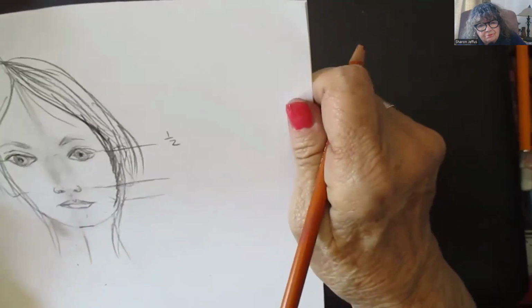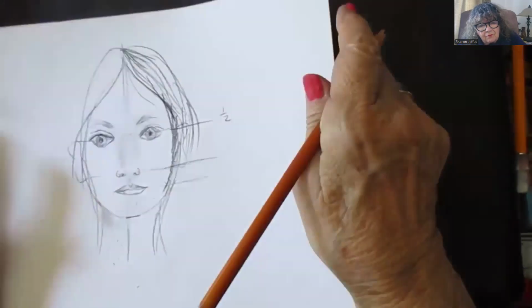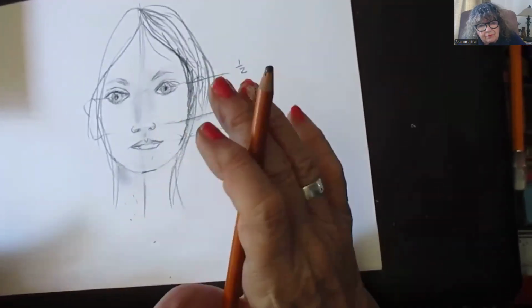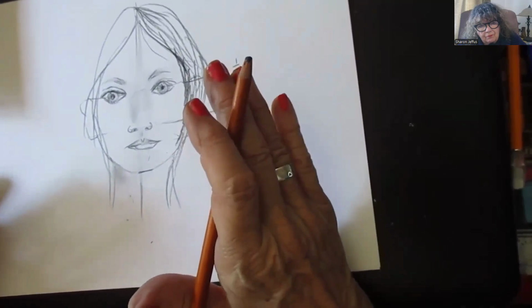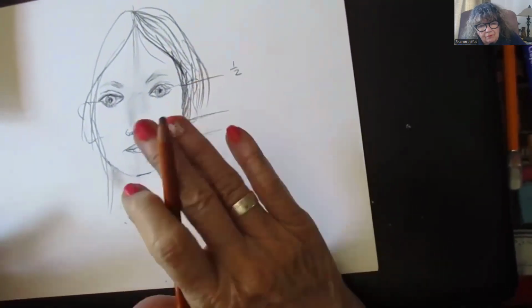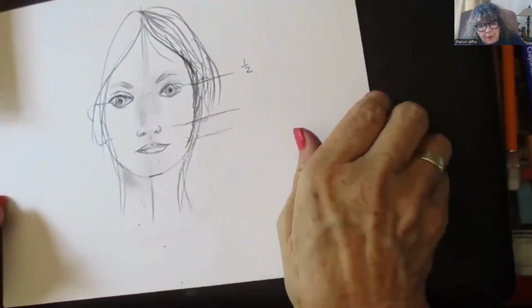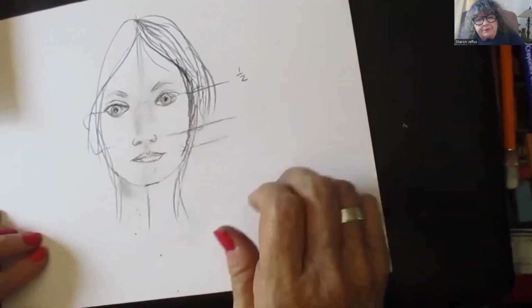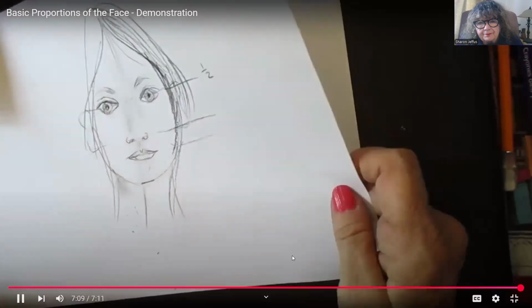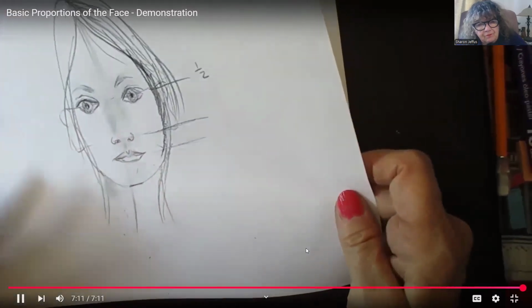Now, when you are an artist, you're going to notice really cool things, like how is this person different from other people? Are their eyes really bigger? Or exactly how do I do this? And the background and everything. But this is just the classic proportions of the face.